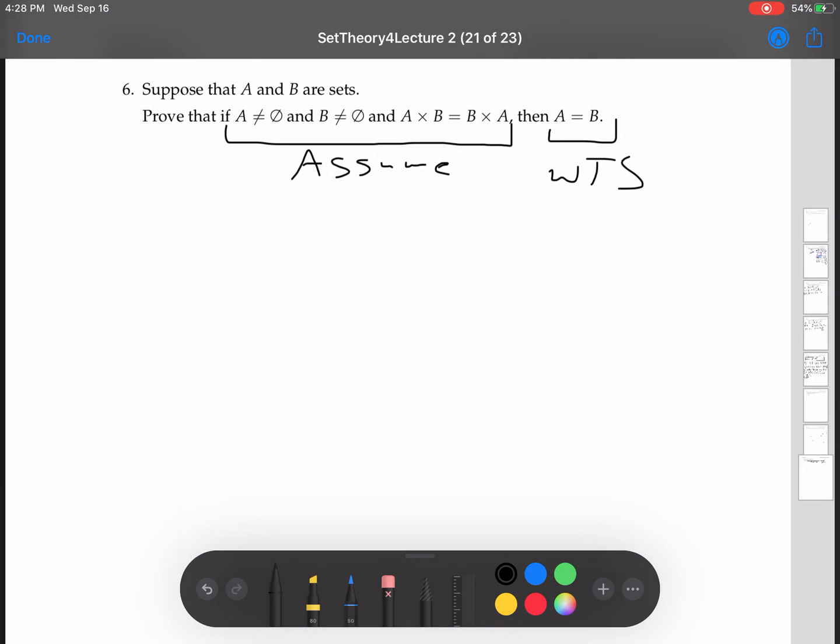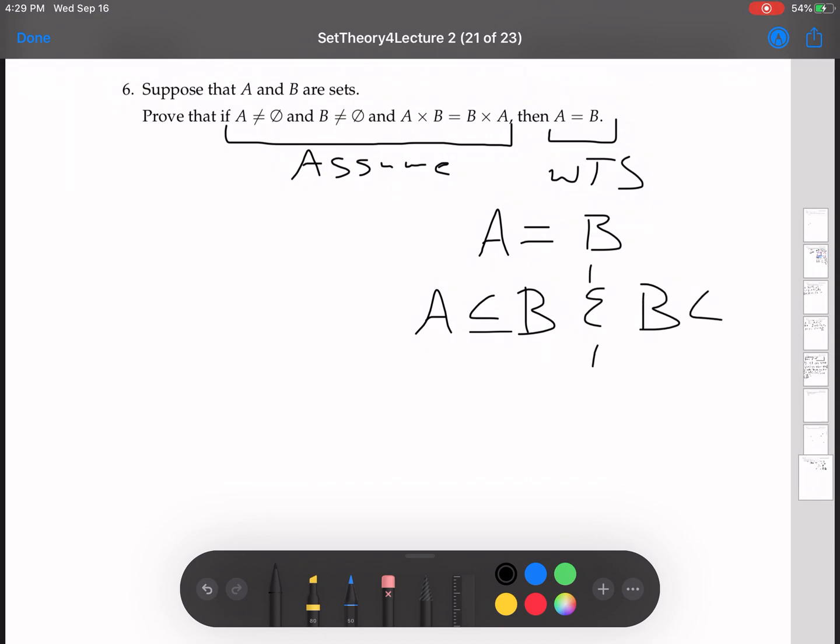Remember, to show that A equals B, we really show that A is a subset of B and B is a subset of A. All right, so there's two things to prove. One, A is a subset of B. Two, B is a subset of A.